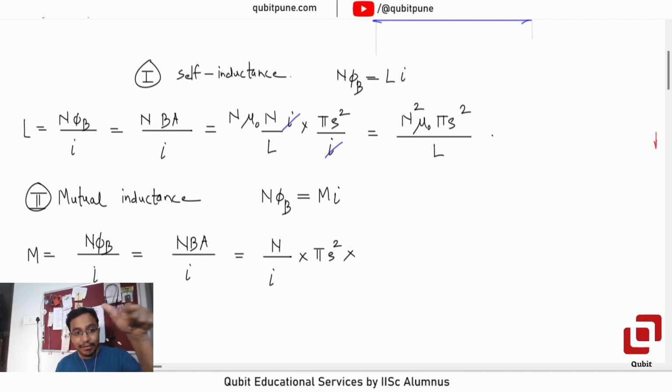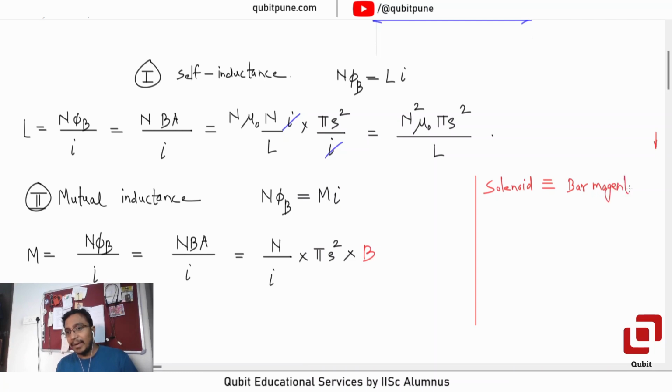Now when it comes to magnetic field, you need to remind yourself that a solenoid resembles a bar magnet. In fact, a bar magnet resembles a solenoid, and therefore the axial field of the solenoid, outside the solenoid, is approximately equal to mu naught upon 4 pi into 2m upon r cube. Raise your hands if you remember that. Mu naught upon 4 pi 2m upon r cube.